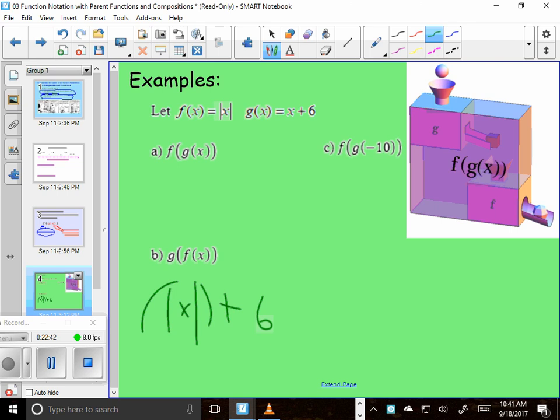Now it's kind of got a mix of both. It's got the absolute value from the F. It's got the x plus 6 from the G. But this is different. I mean, it's totally different than the other one.